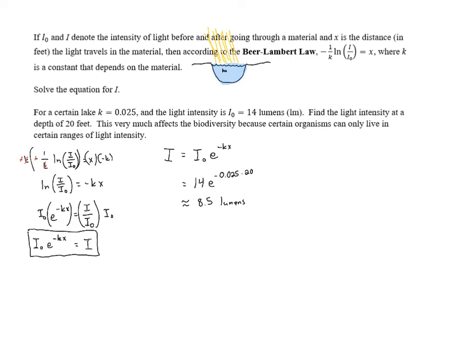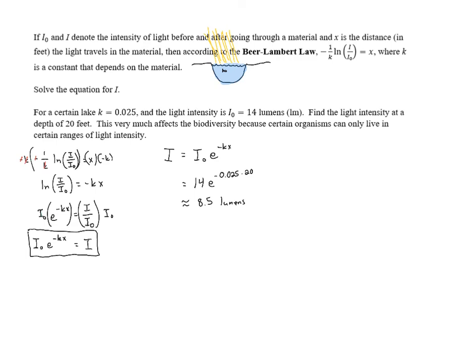Now, why is this important? Well, when we're looking at bodies of water and the different organisms living inside, the biodiversity is affected because there are certain organisms that can only live in certain ranges of light intensity. There are some organisms that cannot have too much light. They'll actually die if they're exposed to too much light. And there are certain organisms that can't live unless they have a certain amount of light.